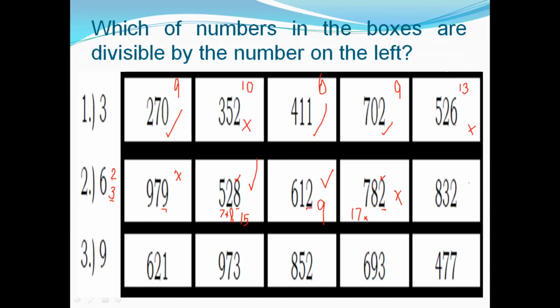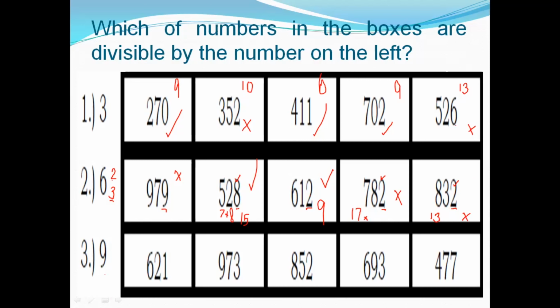Okay, next number. 832. So, 2 na naman ang dulo niya. So, yes, this can be divided into 2 or this is divisible by 2. But can we divide this into 3 or is this divisible by 3? Let us see. 8 plus 3 is 11 plus 2 is 13. So, is 13 divisible by 3? No. So, 832 is not divisible by 6.